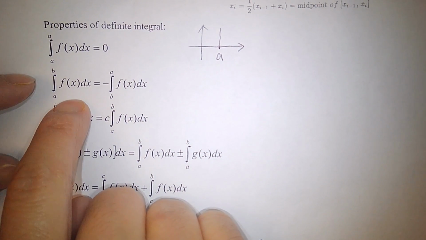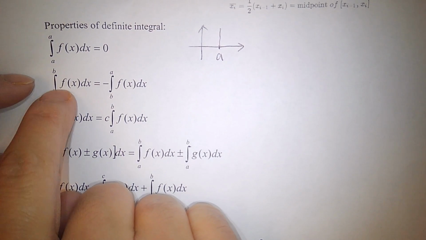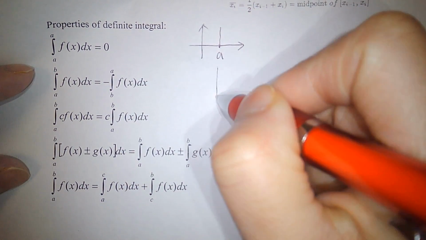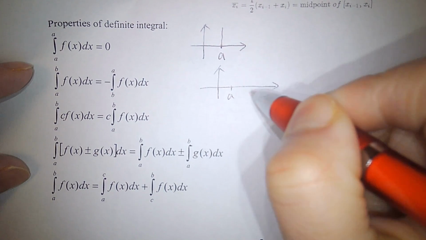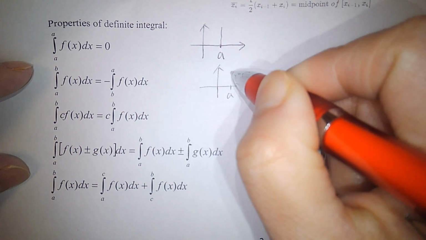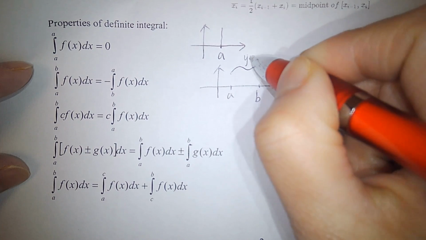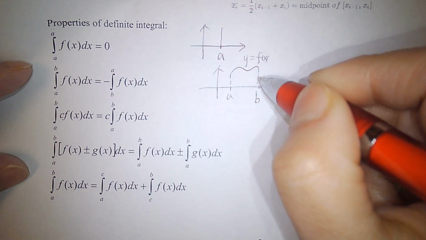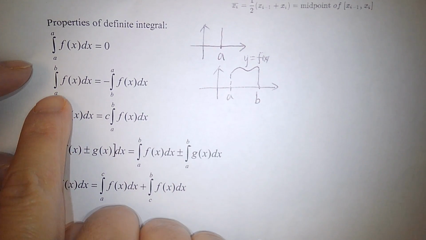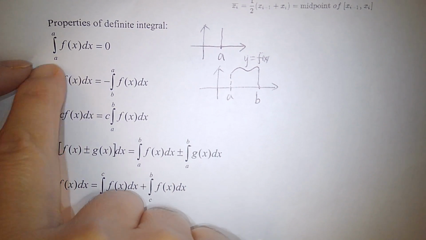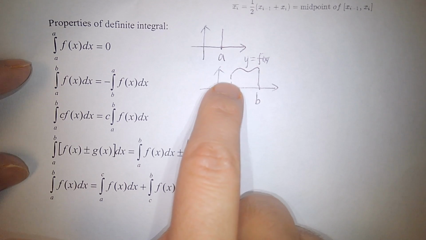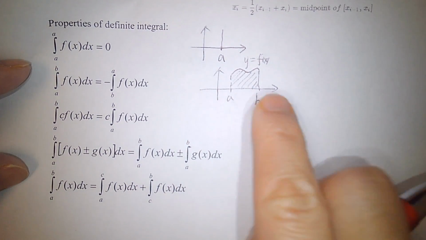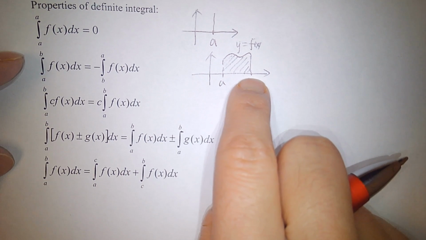Now let's look at this property. This definite integral when x goes from a to b, I'll just use the ideal case, when y equals f of x, which is totally above the x-axis. So this definite integral geometrically is the area of this region S.